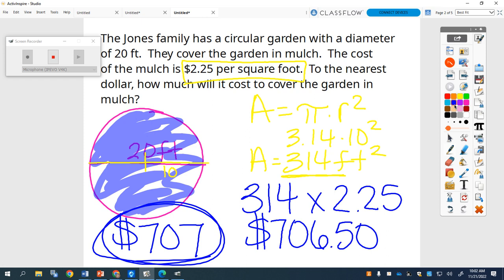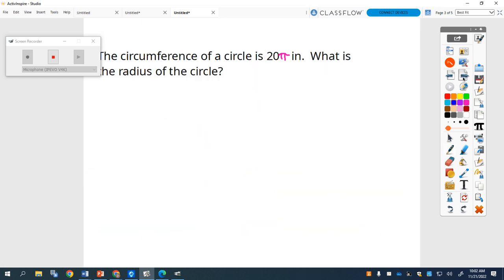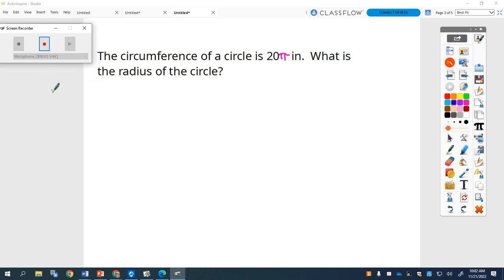Next problem. It says this. The circumference of a circle is 20 pi inches. What is the radius? Yikes, we were all over the place. So watch. The circumference of a circle is 20 pi inches.